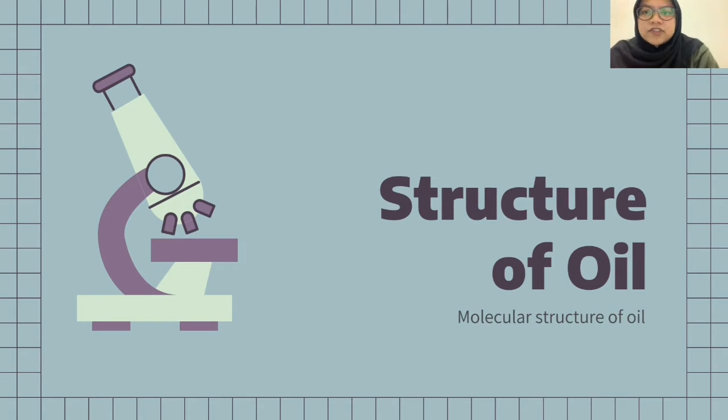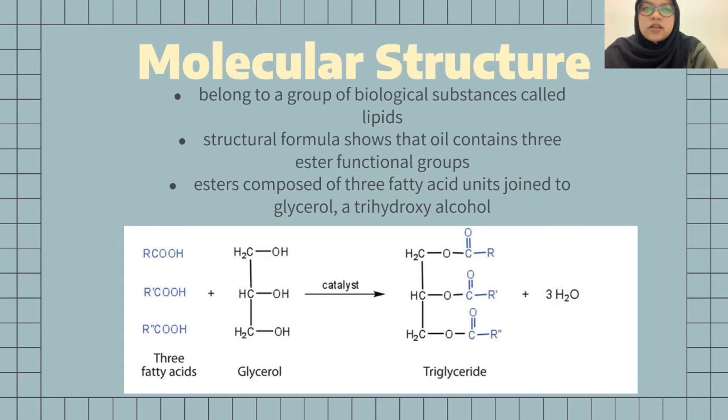Next, I will explain the molecular structure of oil. Oil belongs to a group of biological substances called lipids, and the structural formula shows that oil contains 3 ester functional groups. This ester is composed of 3 fatty acid units joined to glycerol, a trihydroxy alcohol.